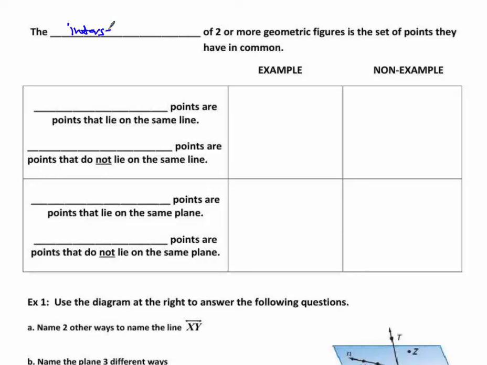The intersection of 2 or more geometric figures is the set of points they have in common. So it's not as complicated as you might think. If you have 2 lines that cross, that's their intersection. If you have 2 segments that cross, that's their intersection. So don't overthink intersection.